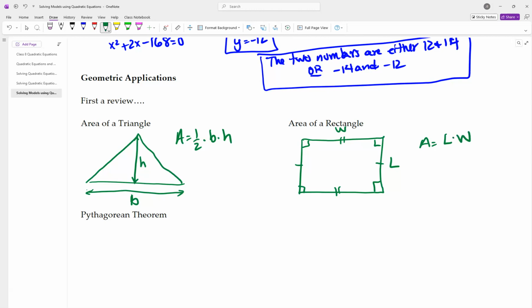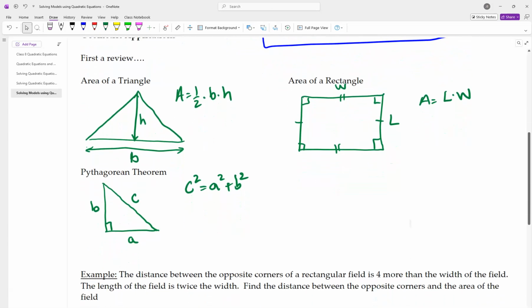And lastly, the Pythagorean theorem, this is also super helpful. This is connected to right triangle trigonometry, but also area of a rectangle. So if we call the base and the height A and B, and then the longest side of the triangle is called the hypotenuse, that's C. We can say that C squared is the same as A squared plus B squared. Okay, just a very quick review of those formulas.